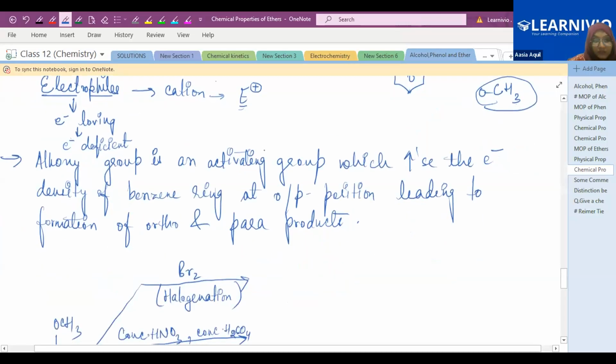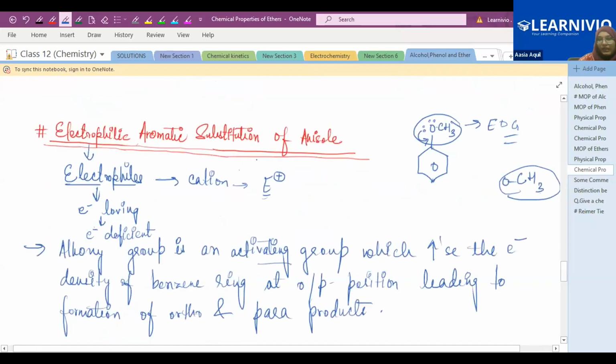Okay, so see, this alkoxy group is an activating group. This alkoxy group is the methoxy CH3O group. What does it do? It activates our benzene ring. How does it activate? Because it is an electron donating group. The oxygen has a lone pair. It donates its lone pair to the ring, which increases the electron density of the benzene ring. And once you draw the resonating structures, you will find that the electron density increases at the ortho and para positions.